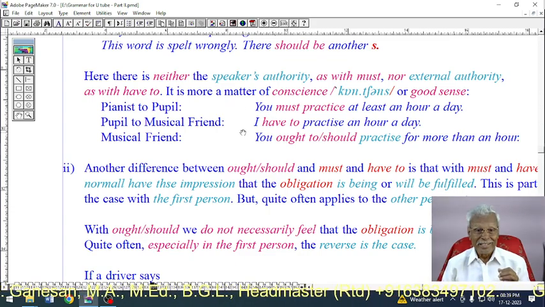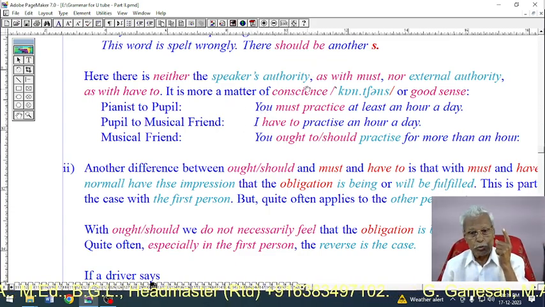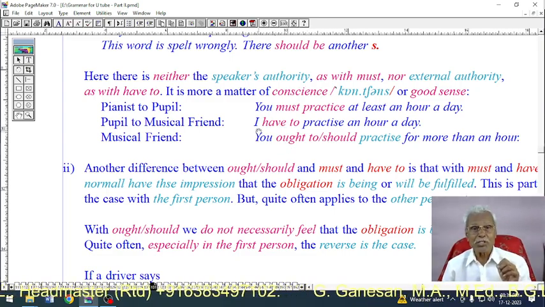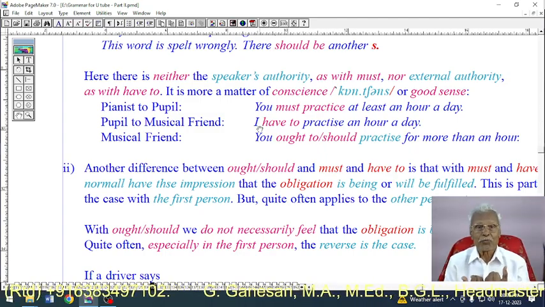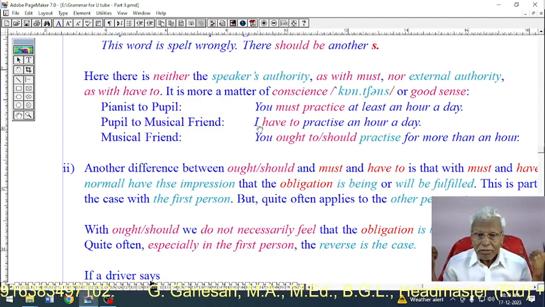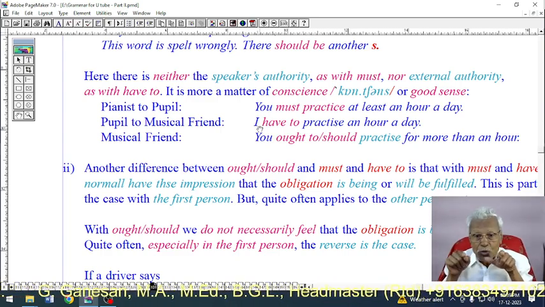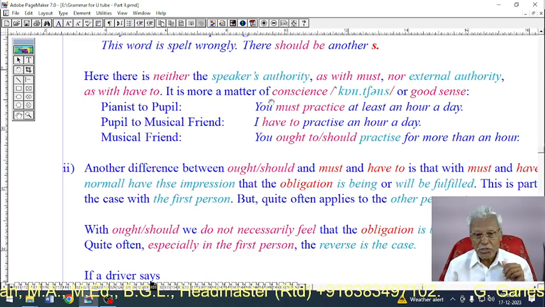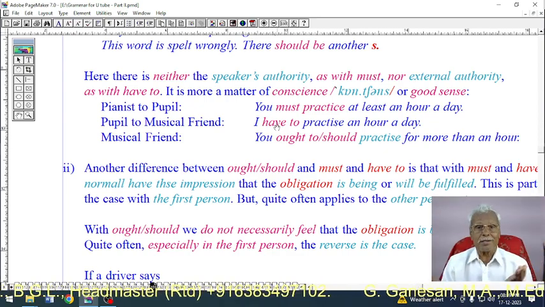That is, I have the external authority, because he has told me I must practice. Here, I have to means I have some external authority. I have been advised, I have been told that I have to practice an hour a day. So, in the first sentence, it is the authority of the speaker. In this sentence, it is outside authority.